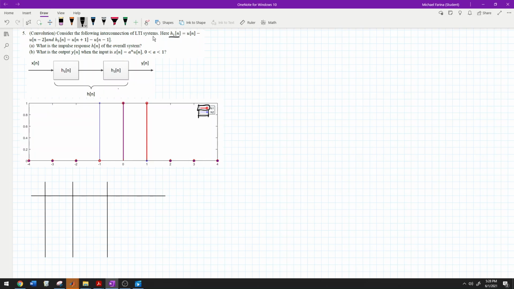And we want to find A and B. And A is, what is the impulse response h of n of the overall system? Well, if you read the textbook and watched the lectures, then you'll know that h of n is equal to the convolution of h1 of n and h2 of n. And then that's equal to the sum over all k, we'll put the infinities there, of h1 of k times h2 of n minus k.